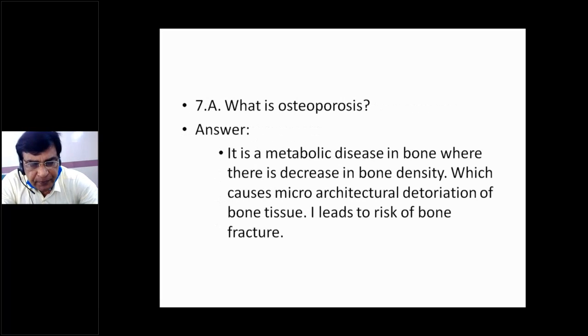What is osteoporosis? Osteoporosis is a metabolic disease of the bone where there is a decrease in bone density, which causes microarchitectural deterioration of the bone tissue and leads to increased risk of bone fracture. So first of all, bone density is reduced, then deterioration of the microarchitecture of the bone tissue, and third, bone fracture occurs. These three things occur.